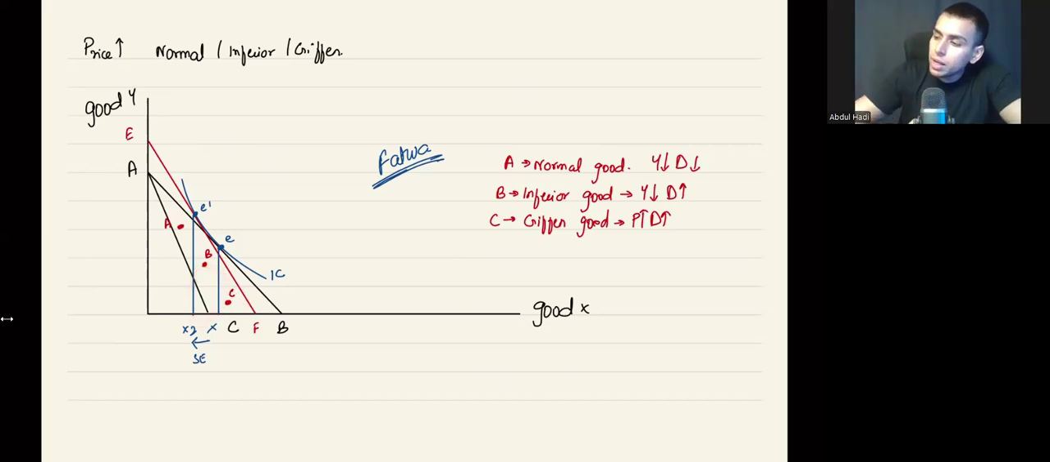So you have to be very careful that your budget line AC is crossing this box and going beyond this box to show the concept of a Giffen good. All right. This is the problem that you do in your exam.